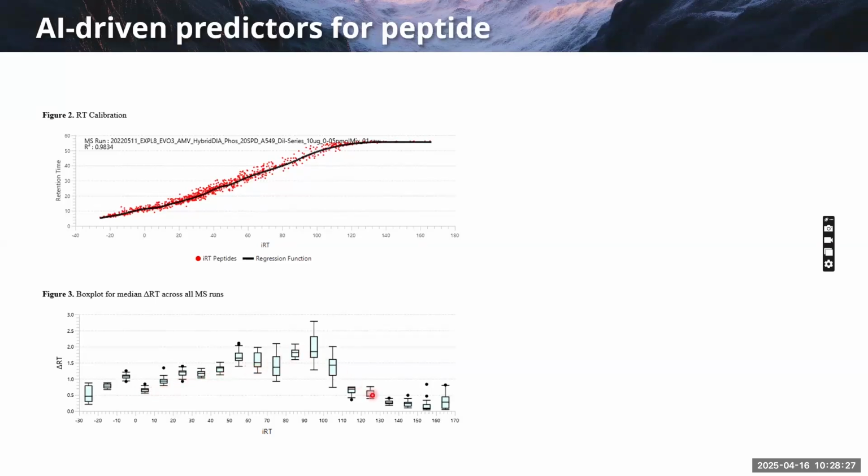And then here, we usually change the gradient to just wash the column or whatever. So the RT is large, but you can still find that even in this part, the delta RT is very small, usually just 1 or 2 minutes.